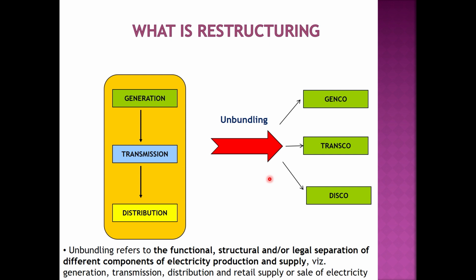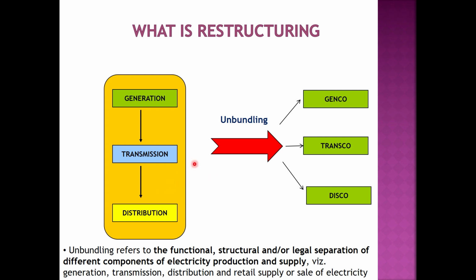Then coming to what is restructuring. In the previous years, generation, transmission and distribution, all the three were considered as one utility. That is called the vertically integrated utility system.